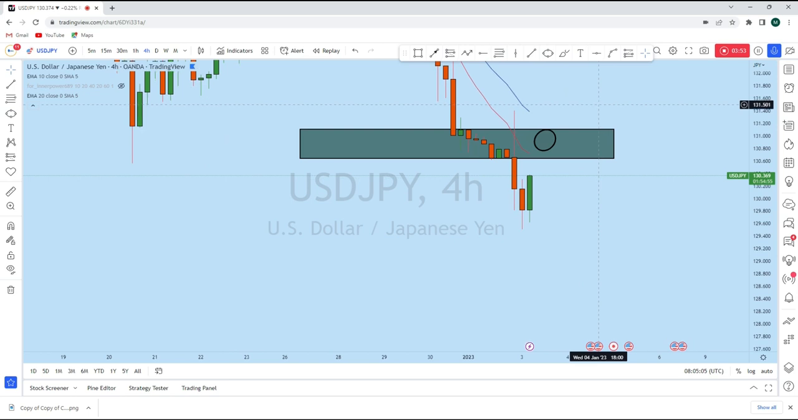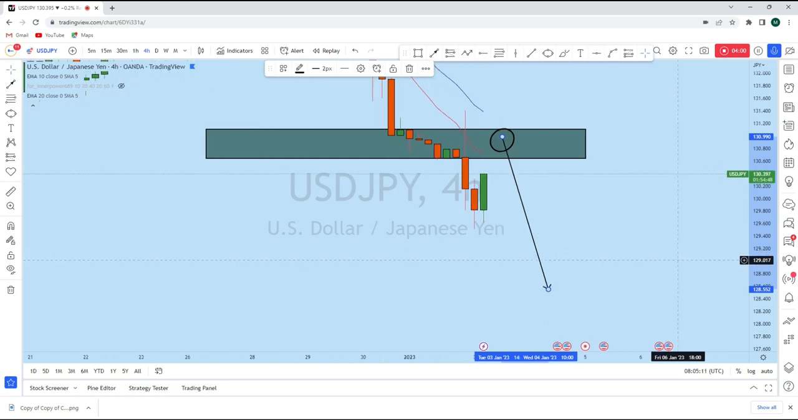As soon as we find dollar yen rejecting along this zone on the lower time frame, we'll consider going short with a high probability trade setup with our students.